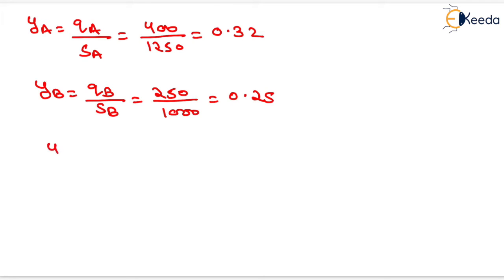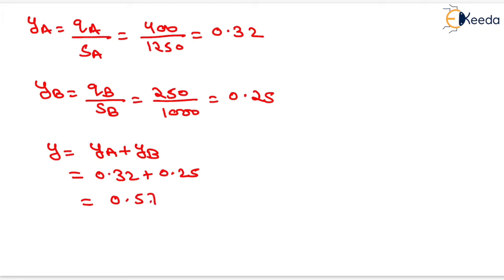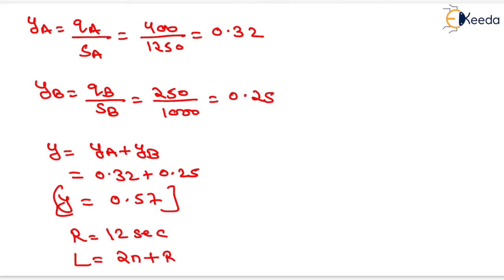Now we need to determine the value of Y, which will be equal to YA plus YB. On putting the value of YA as 0.32 and YB as 0.25, we will get the value of Y equal to 0.57. Now we have the value of all red time equal to 12 seconds. So we can determine the value of L equal to 2n plus R. Here the value of n is 2, so it will be equal to 2 into 2 plus 12. By adding this, we will have the value of L equal to 16 seconds.